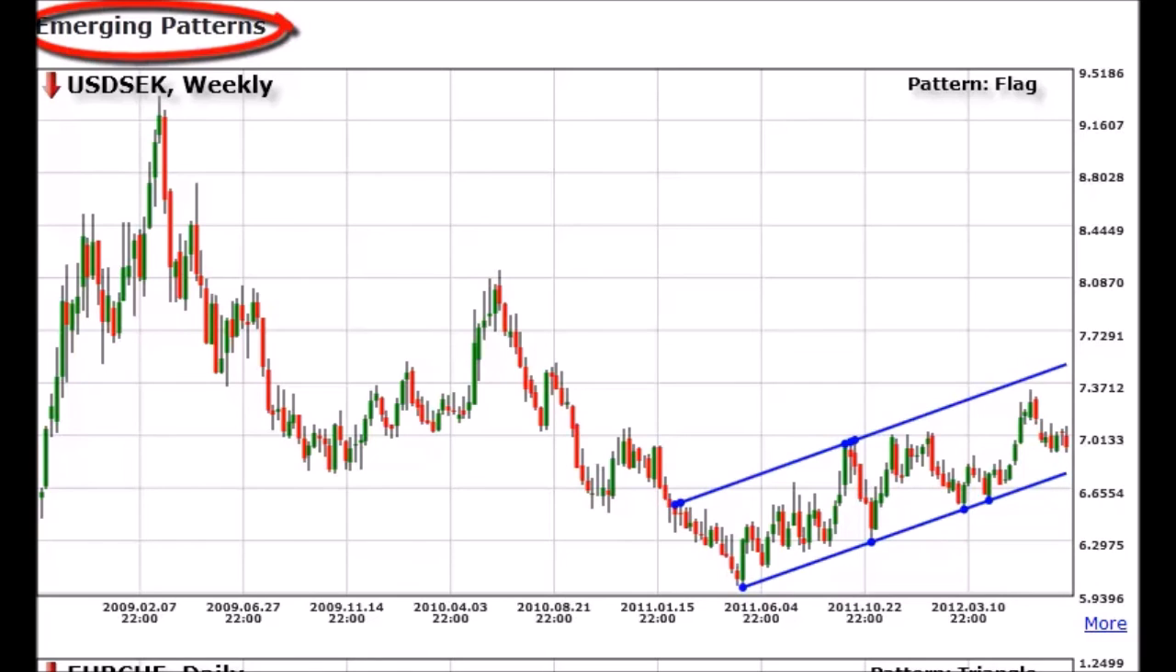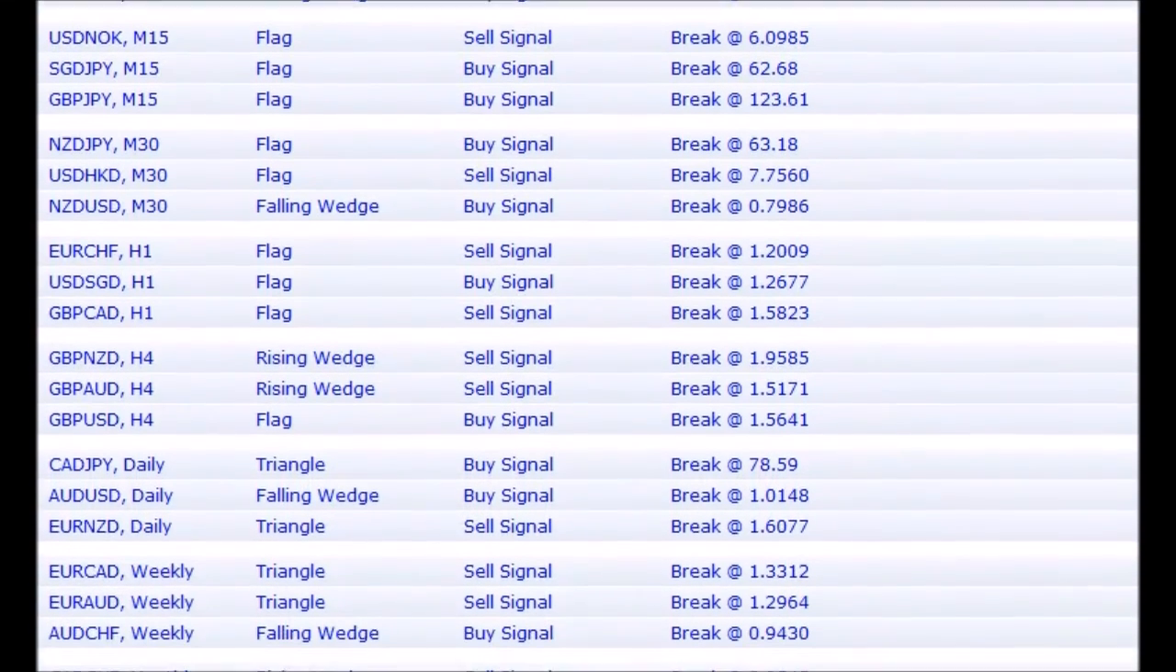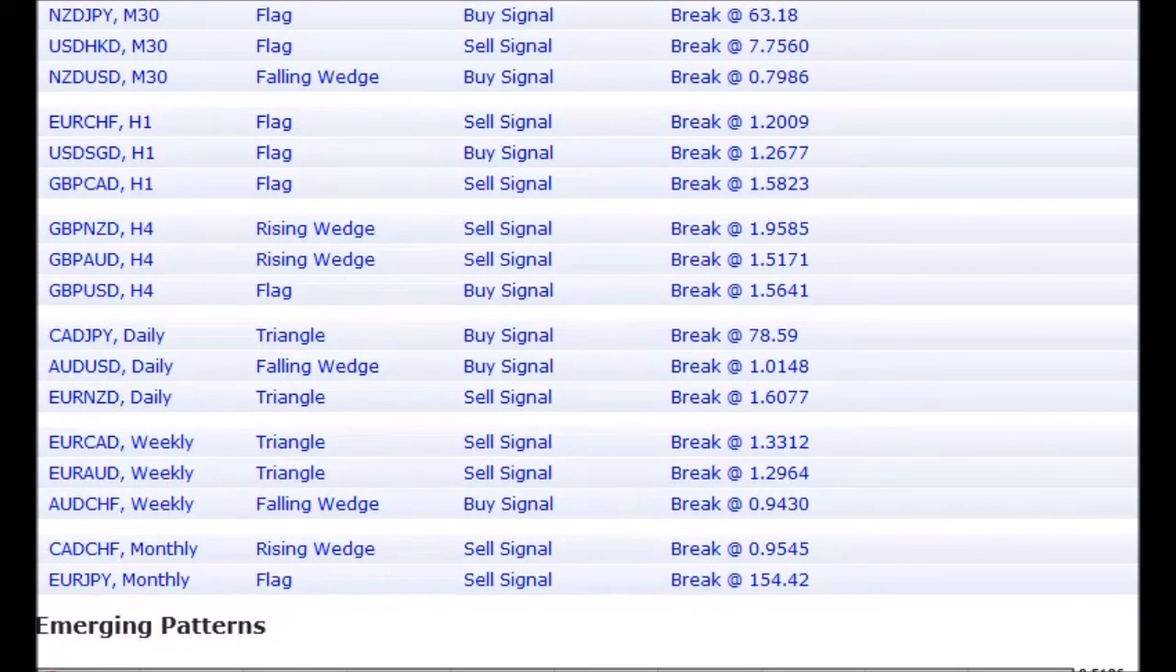These are emerging patterns, and here's something special: the history of completed patterns updated in real time. They are actually confirmed patterns because the price has already broken through the trend line. The problem with emerging patterns is that they can change several times, or the price will not break through the trend line. Unlike emerging patterns, completed patterns can be accepted as trading signals.